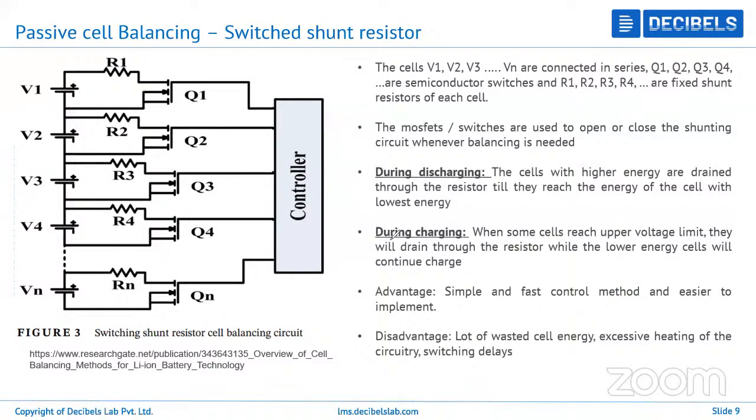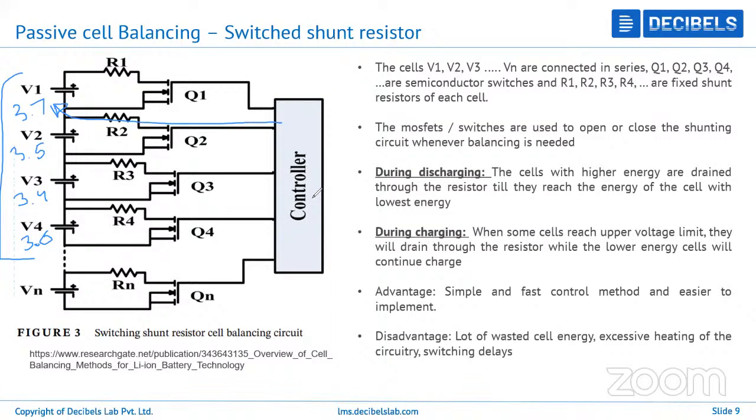And similarly for charging, let's say that these cells are being charged. So V1, V2, V3, V4 are being charged, and let's say that the charge voltage for V1 has reached 3.7 volts, for V2 it is 3.5, for V3 it is 3.4, and for V4 it is 3.6. Here the controller will give priority to the voltage which is higher. So 3.7 volts is the higher one.